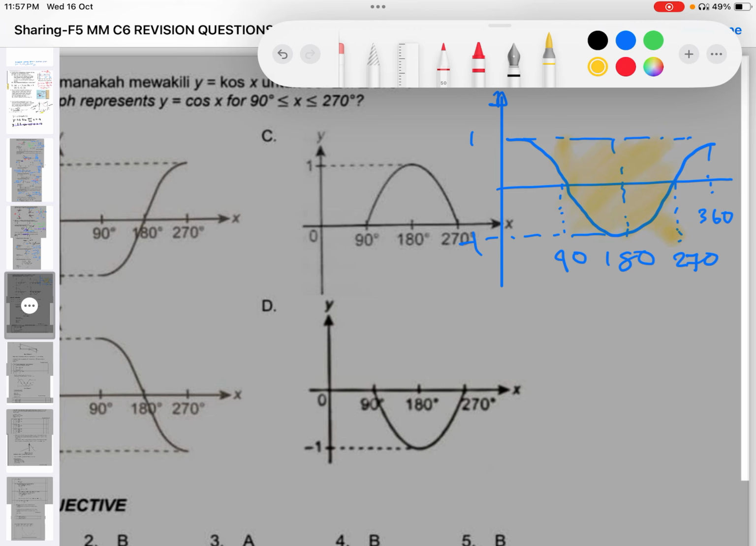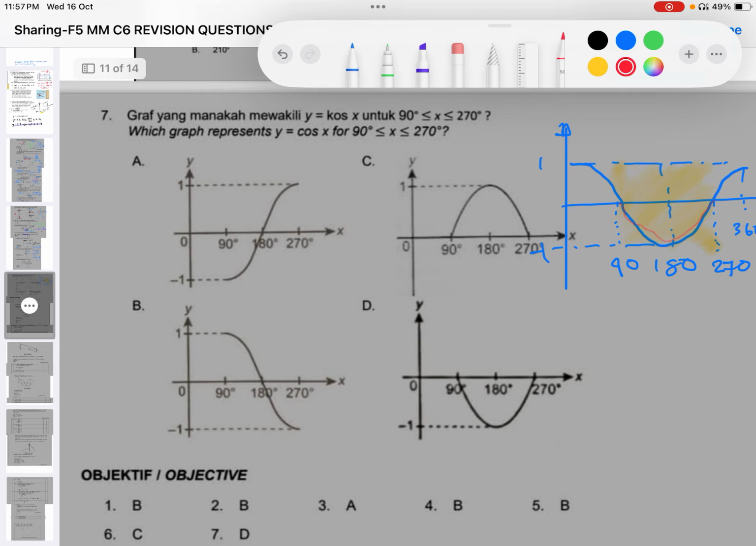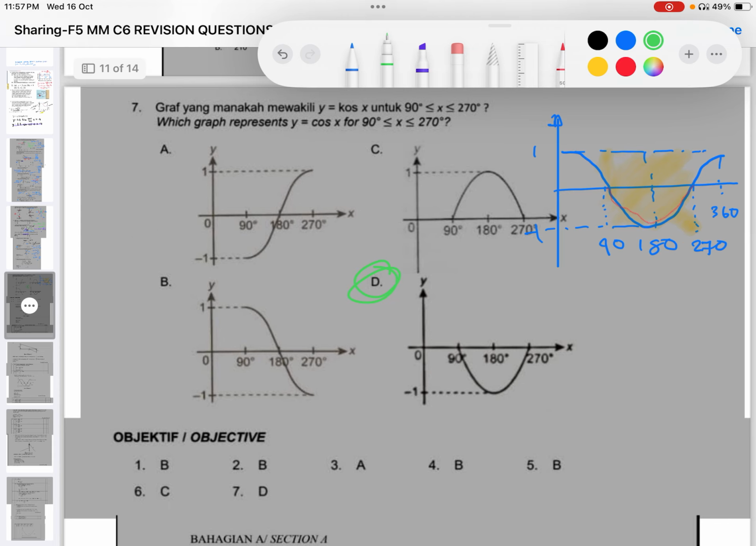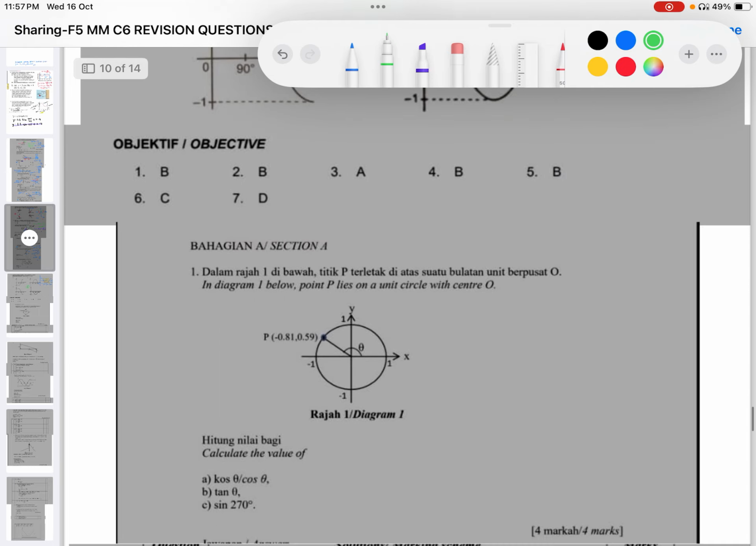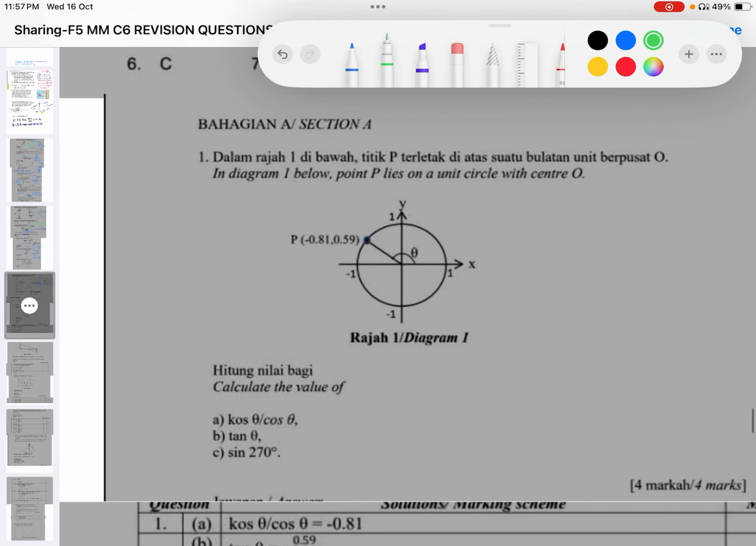So kalau kita lihat, kita nampak kat bawah ni je yang ada. So apa yang bentuk graf adalah bentuk macam tu. Is D. Jawapan dia lah D. Alright. Terusnya, ni graf unit circle.